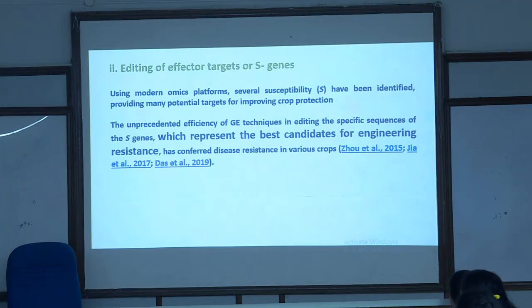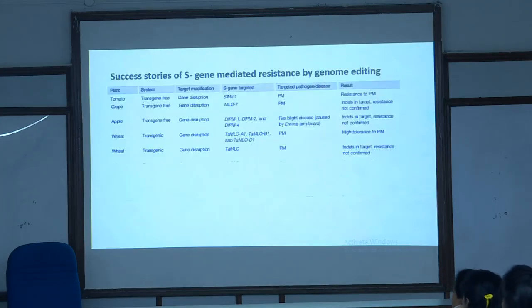What's happening here is you edit those plant genes which interact with effectors in the absence of R proteins. And if you edit them and make the factor not palatable for the pathogen, it's a very simple concept, right? So it has conferred resistance in various crops. I think a number of references are there. So these are some of the success stories which are already there in different crops.